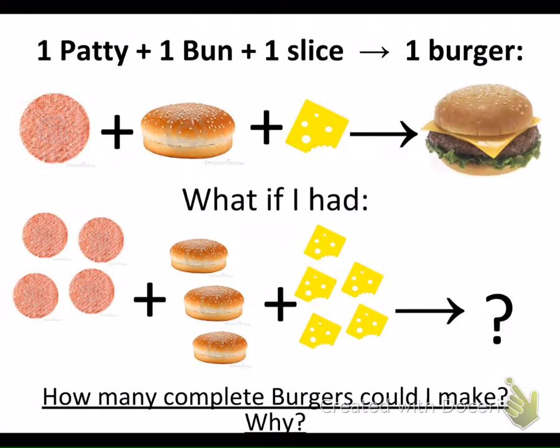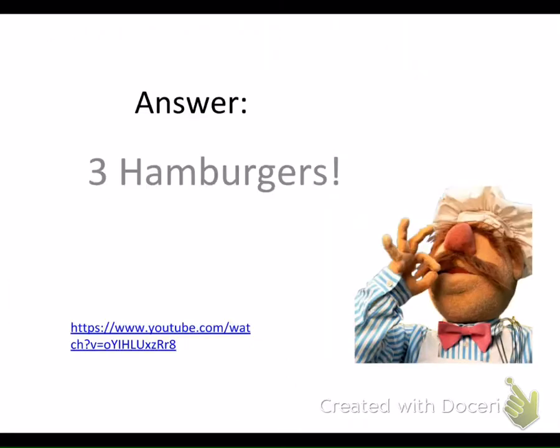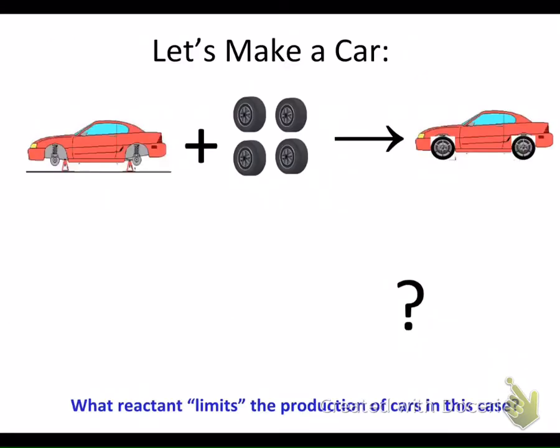How did you come up with excess? How do we come up with the idea of limiting? Very simply. So let's do another example here. This time we're going to make a car. It's 1 body plus 4 tires yields 1 complete automobile.